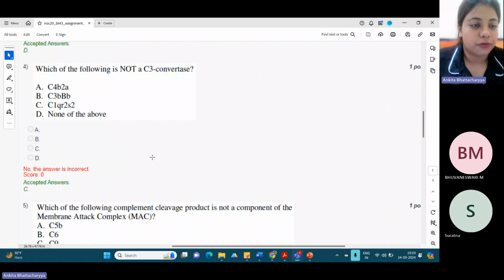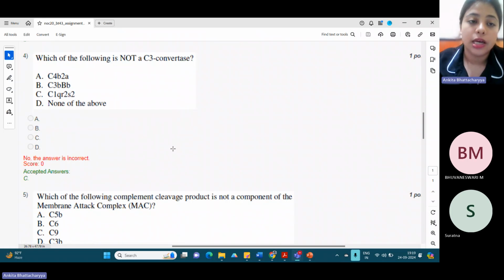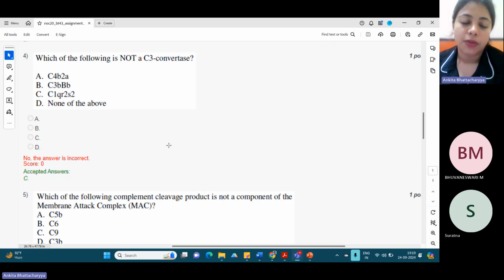Coming to question 4, which of the following is not a C3 convertase? So we saw the different types of C3 convertase. This is why I told you that you need to, for your own understanding, tabulate and write down the differences between the different substeps of each of these pathways. And I think that should be good enough for you to remember.